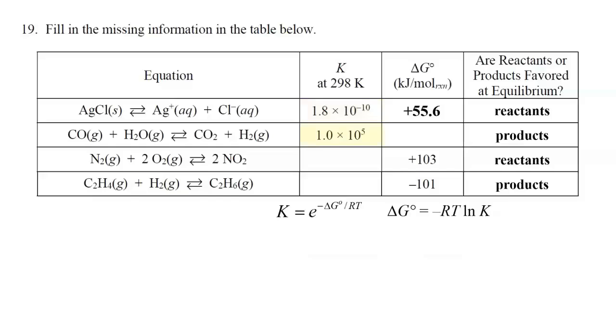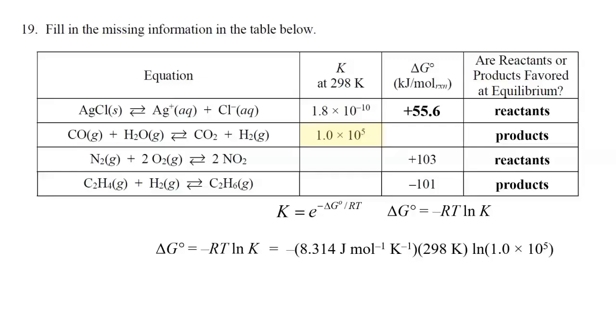So for the next equation, we are given that the value of K at 298 kelvins is 1 times 10 to the 5th power. So delta G equals negative RT natural log of K. So there's the negative sign. There's the 8.314 joules per mole per Kelvin. I've got my temperature of 298 kelvins and the natural log of 1 times 10 to the 5th power. So when I do that math on my calculator, this time I get negative 28,500 joules per mole of reaction. I will divide by 1,000 to go from joules to kilojoules, and I get a value of negative 28.5 kilojoules per mole of reaction.